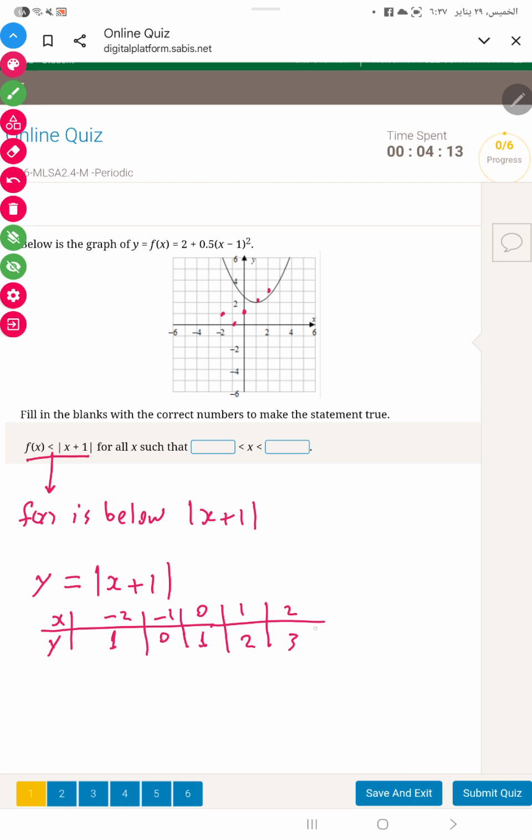Okay, now we can take one more point, for example 3. When x is 3, y is 3 as well. So 3, 3 is here. So here you have 3, 4. So 3, 4 is here. Now, if you connect the points like this, you can notice that the portion below the straight line is this part, and this part is from 1 to 3. So here from 1 to 3.